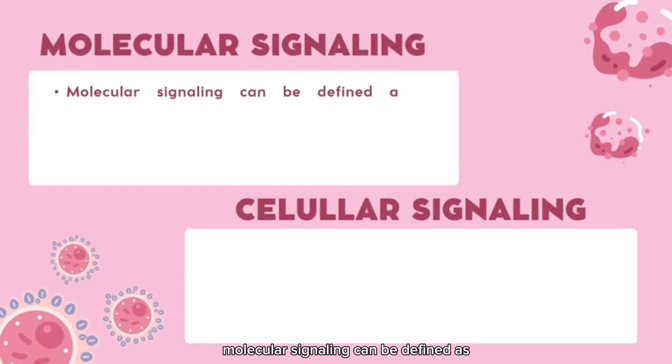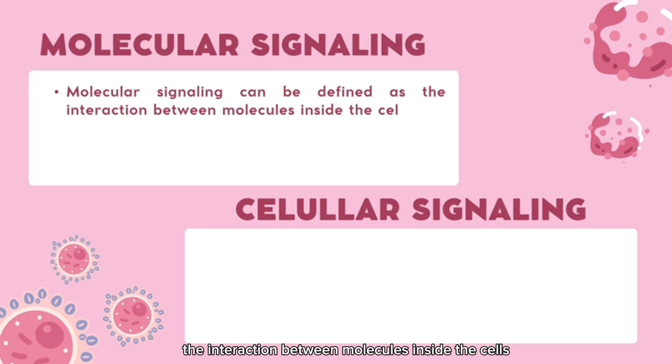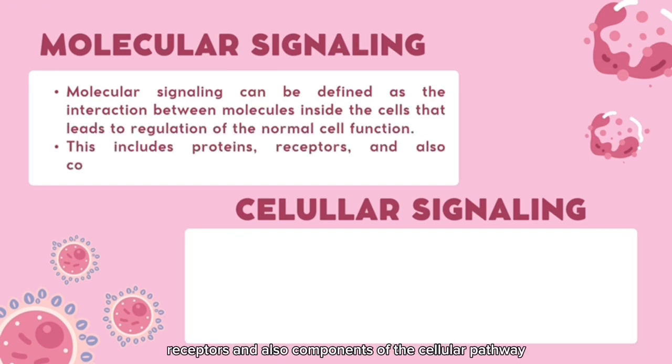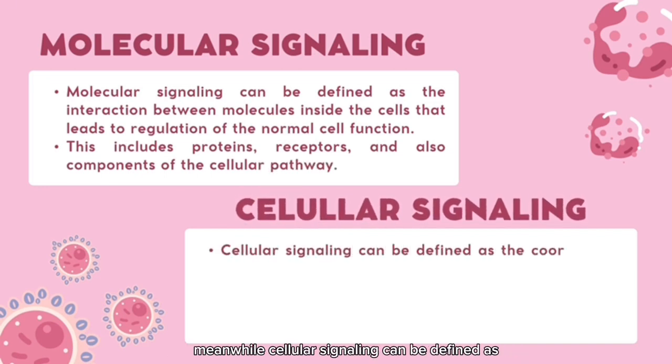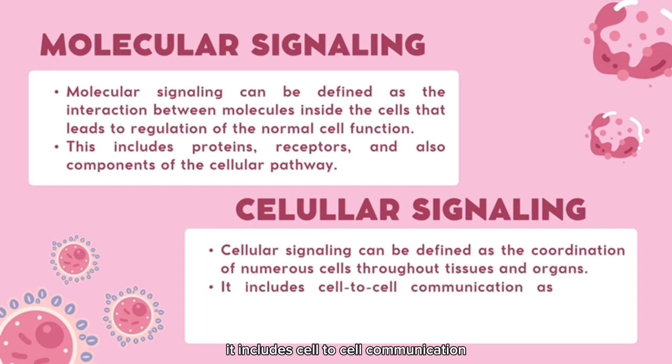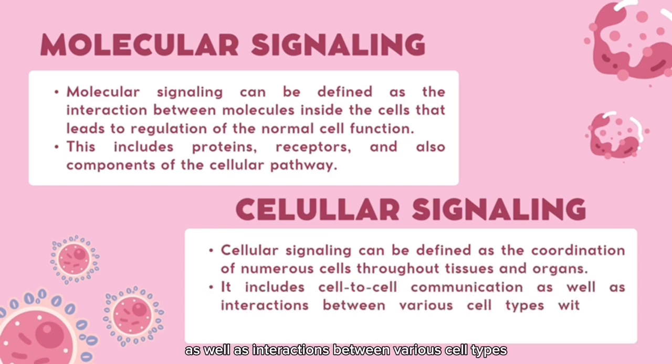Molecular signaling can be defined as the interaction between molecules inside the cells that leads to regulation of the normal cell function. This includes proteins, receptors, and also components of the cellular pathway. Meanwhile, cellular signaling can be defined as the coordination of numerous cells throughout tissues and organs. It includes cell-to-cell communication, as well as interactions between various cell types within a tissue.